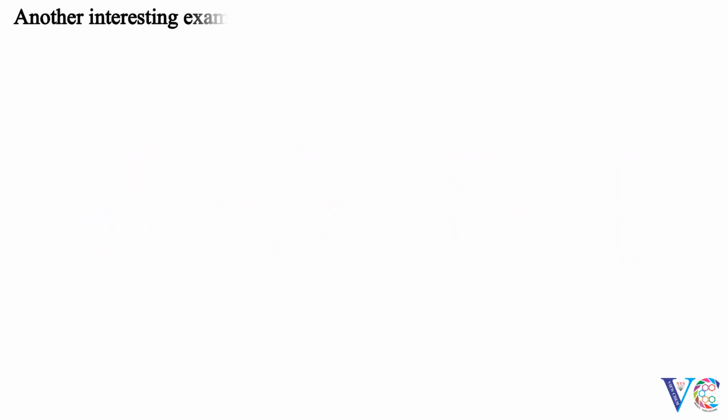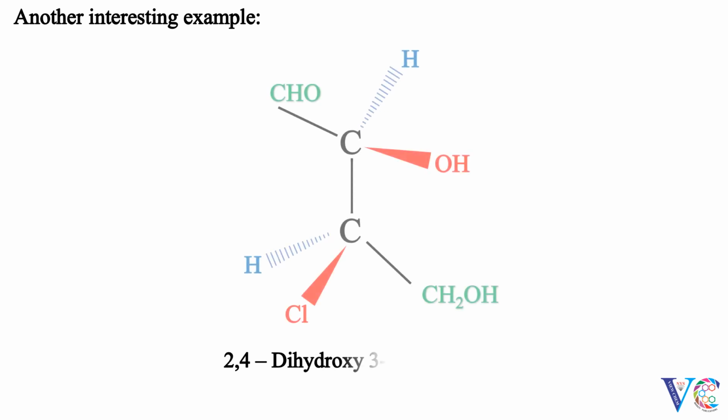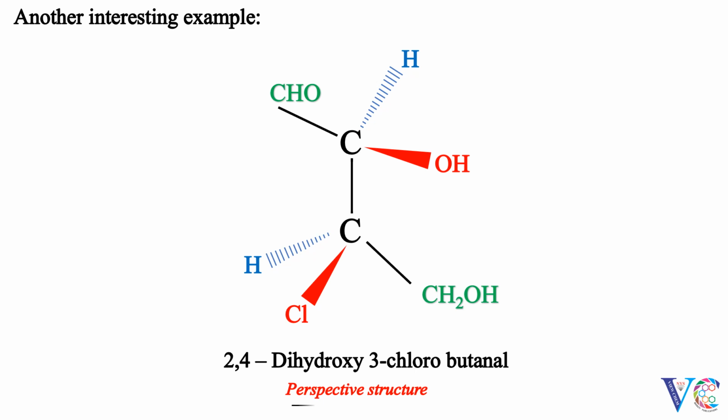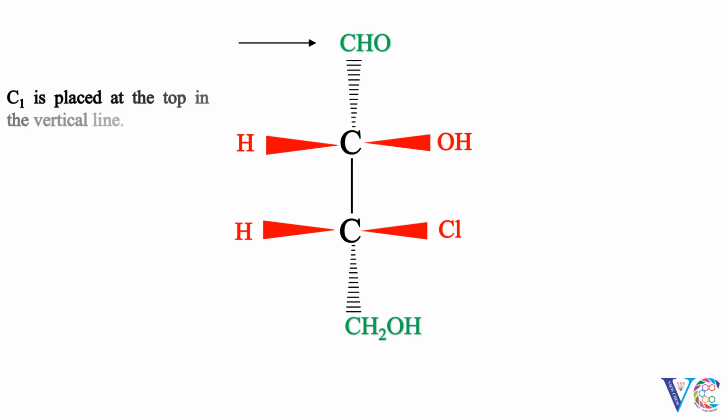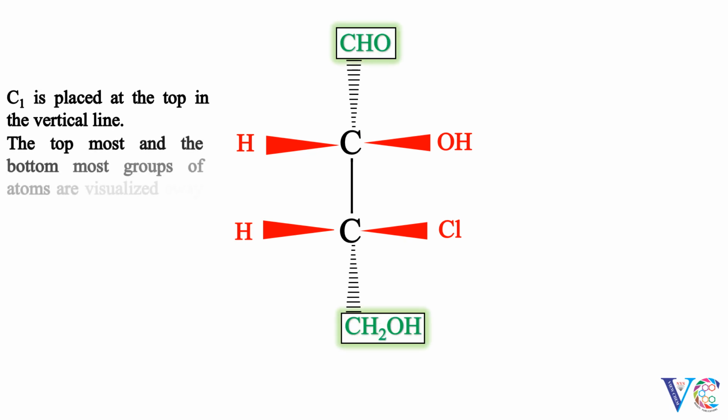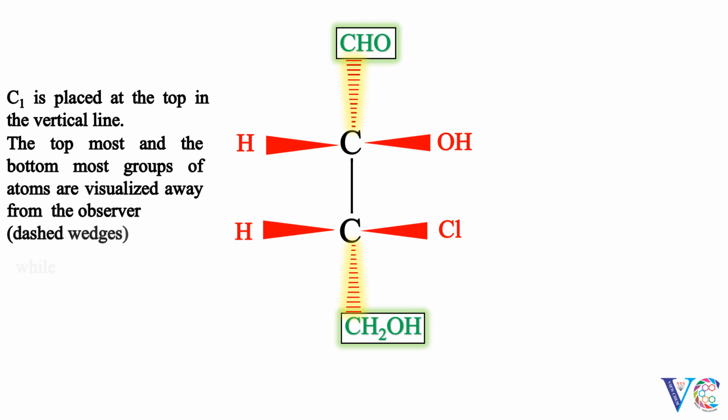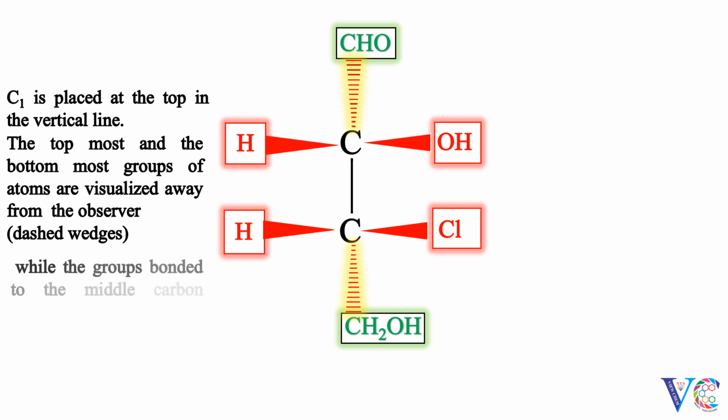Another interesting example: 2,4-dihydroxy-3-chloro-butanol. C1 is placed at the top in the vertical line. The topmost and the bottommost groups of atoms are visualized away from the observer, dashed wedges, while the groups bonded to the middle carbon atoms are visualized towards the viewer, solid wedges.